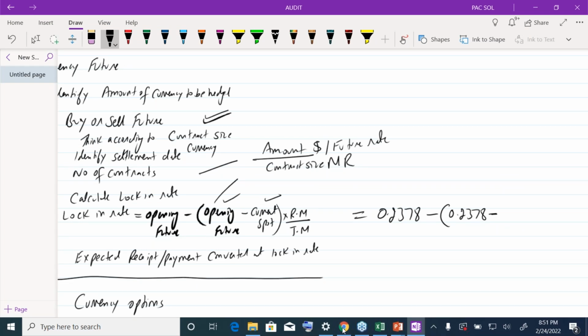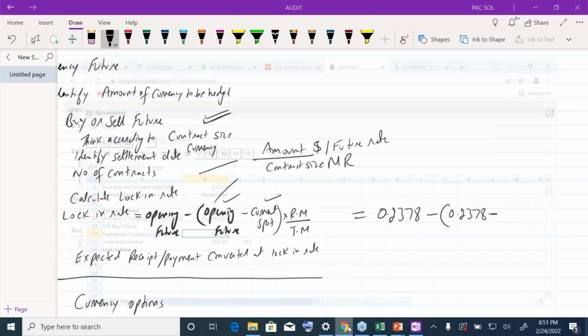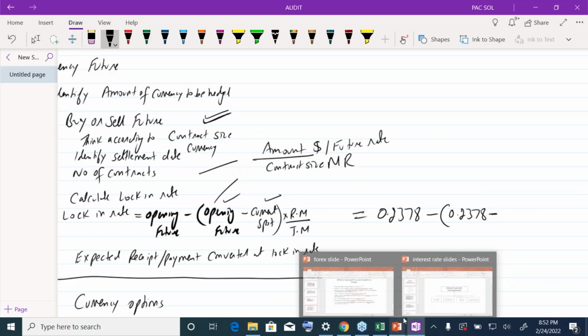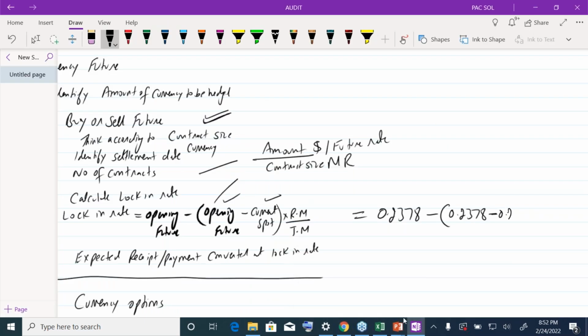Okay, let's move to the question. What is the current spot? Current spot is 0.2358. Sir, why are you using the higher rate? Because it is a case of receipt. In receipt, you will always divide with the higher rate, 0.2358.